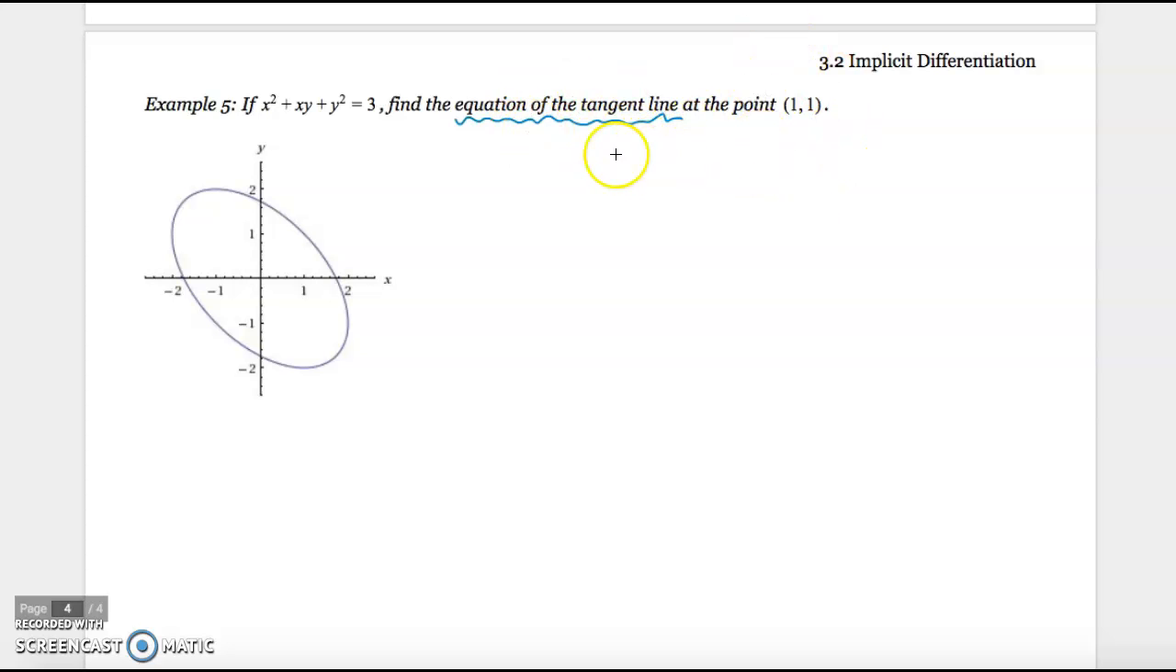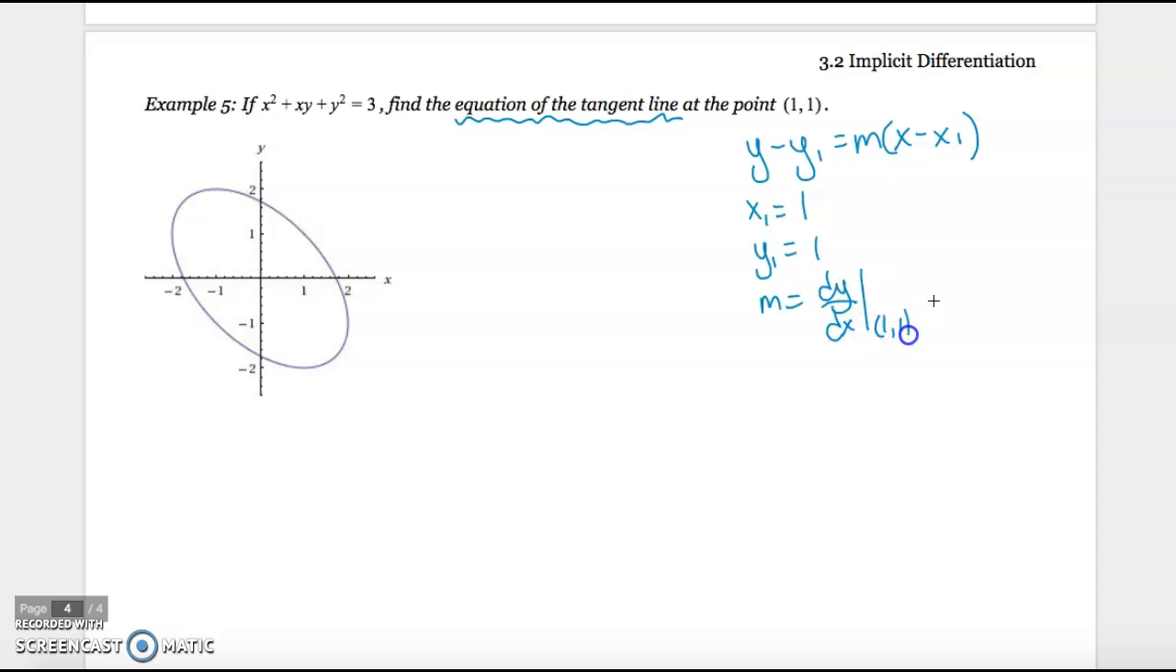And so automatically, remember what I told you to write every time you see the words equation of the tangent line: y minus y1 equals m times x minus x1. My x1 is 1, from my point. My y1 is also 1 from my point. And to find m, that means I'll have to find my derivative at 1 comma 1. So now I have to step over to the side and find my derivative. Let's do it.